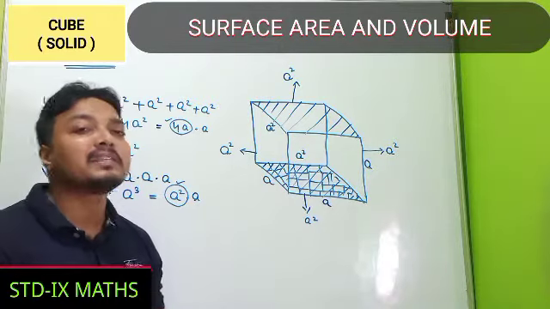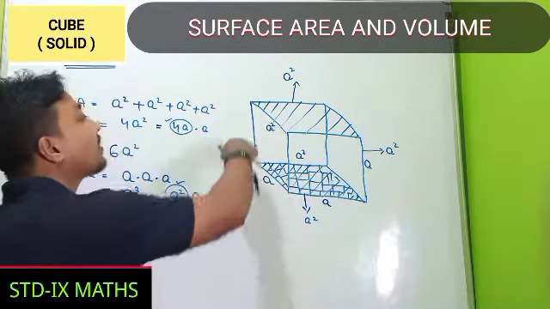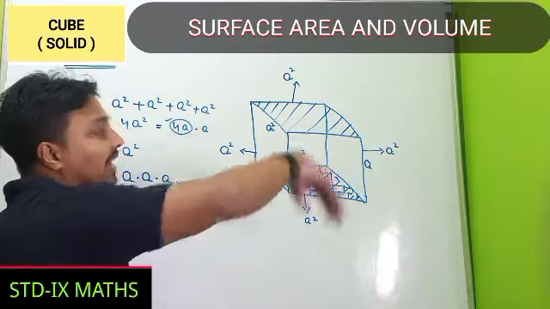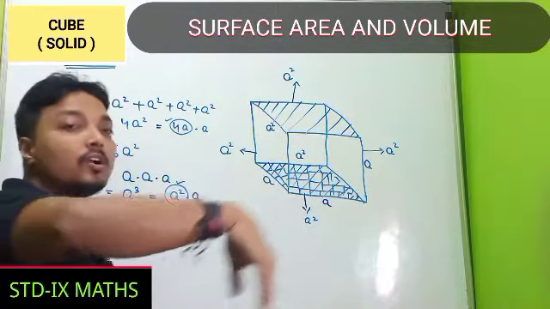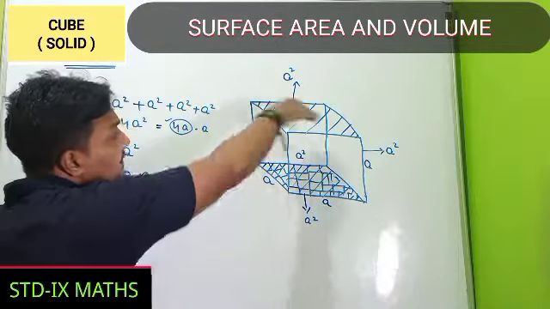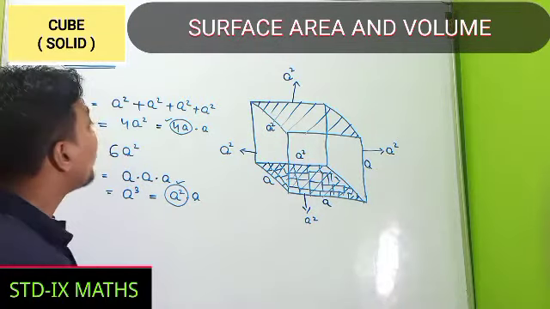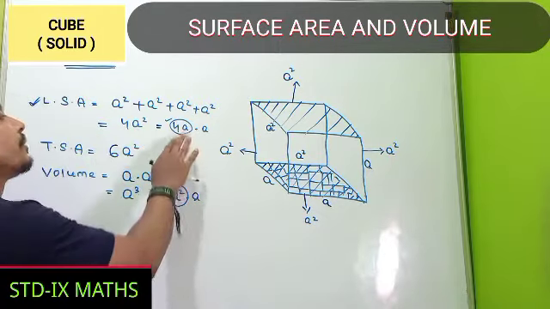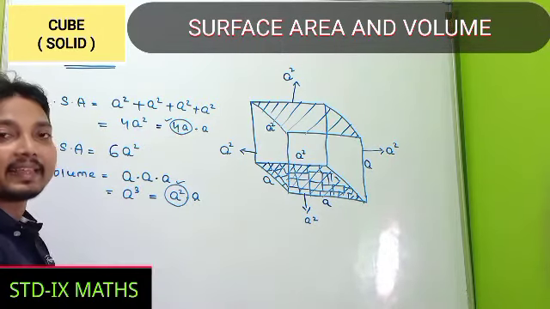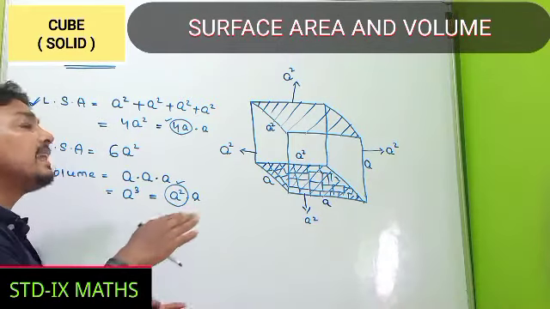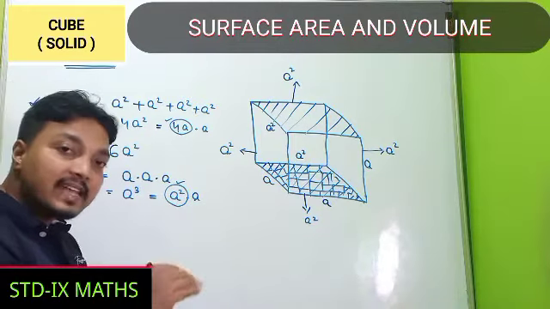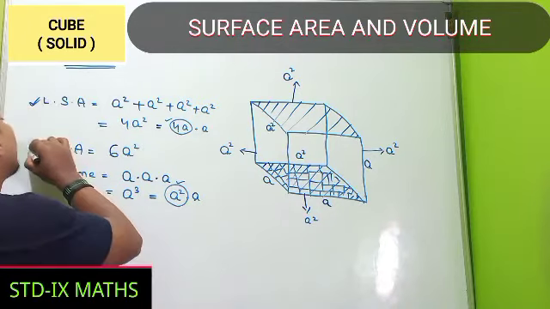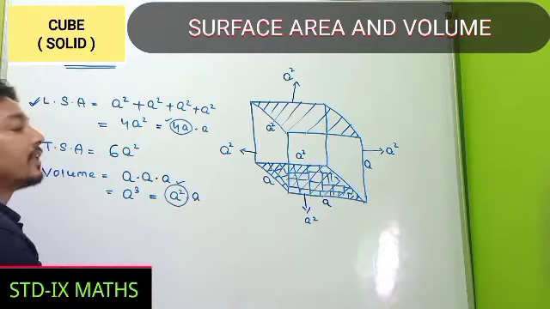Remember, whenever you are asked to color the four sides, this side, this side, this side, this side, around the structure, you have to color the four sides around the figure. For that you have to apply the lateral surface area formula. Whenever all 6 of its surfaces are to be colored, in that case you have to apply the total surface area formula.